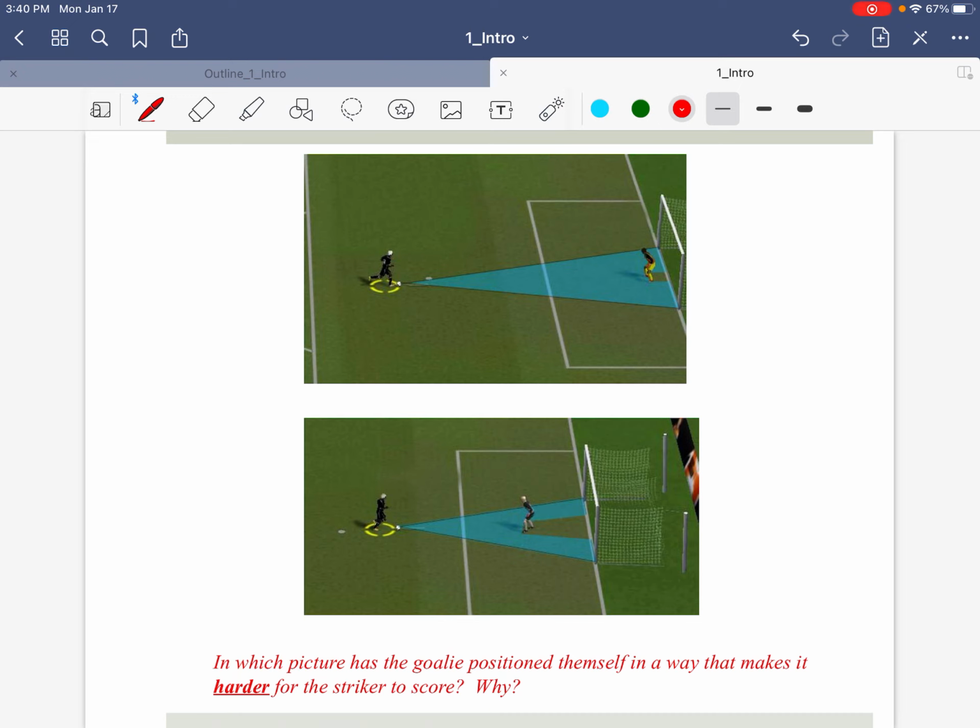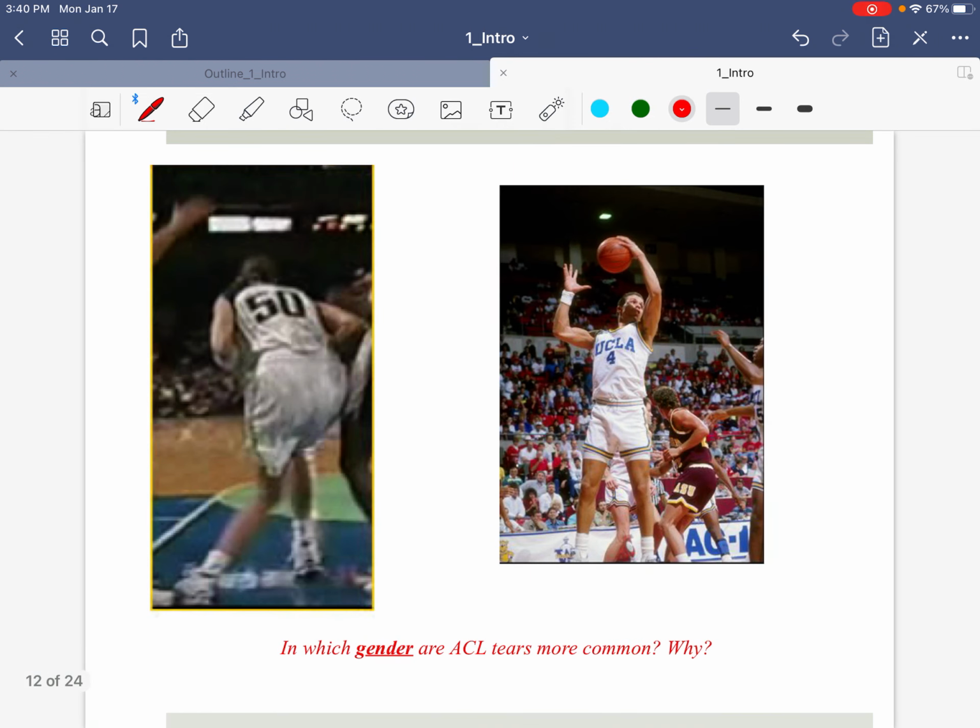How about a soccer goalie? In which instance, top or bottom, has the goalie positioned himself or herself in a way that makes it harder for the striker to score? Well, obviously this one, right? If the goalie comes up to meet him, he's lowering the available vectors that allow the striker to get the ball on the goal. So we'll talk about vectors.